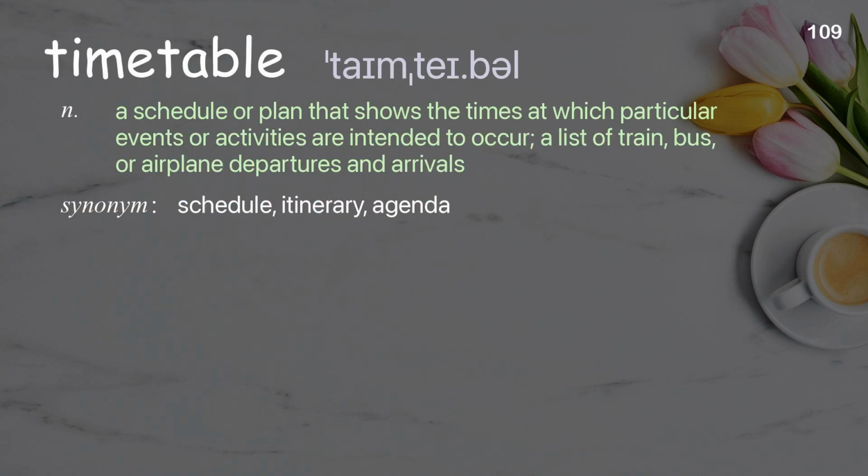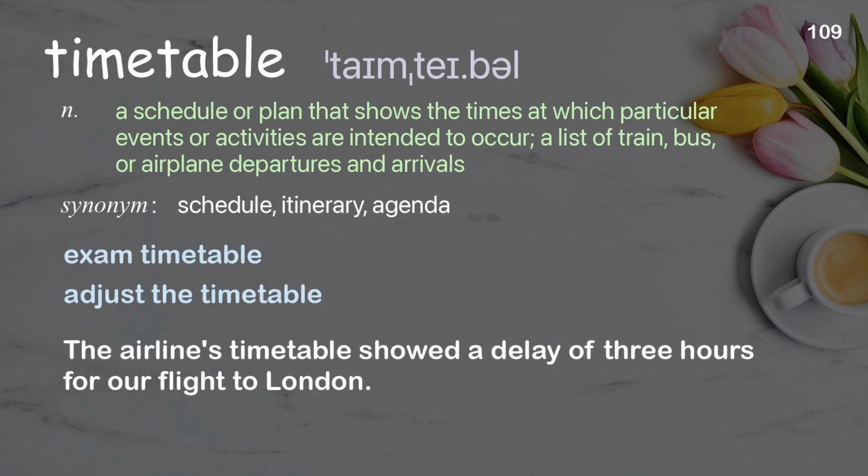Timetable. A schedule or plan that shows the times at which particular events or activities are intended to occur. A list of train, bus, or airplane departures and arrivals. Examples. Exam timetable. Adjust the timetable. The airline's timetable showed a delay of 3 hours for our flight to London.